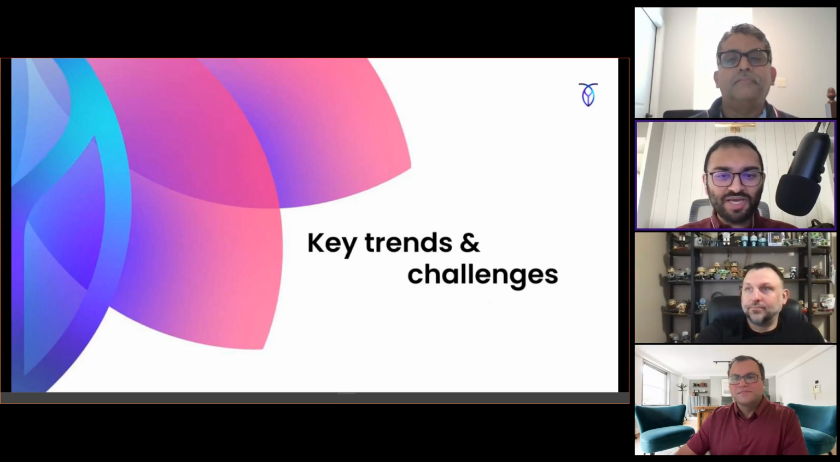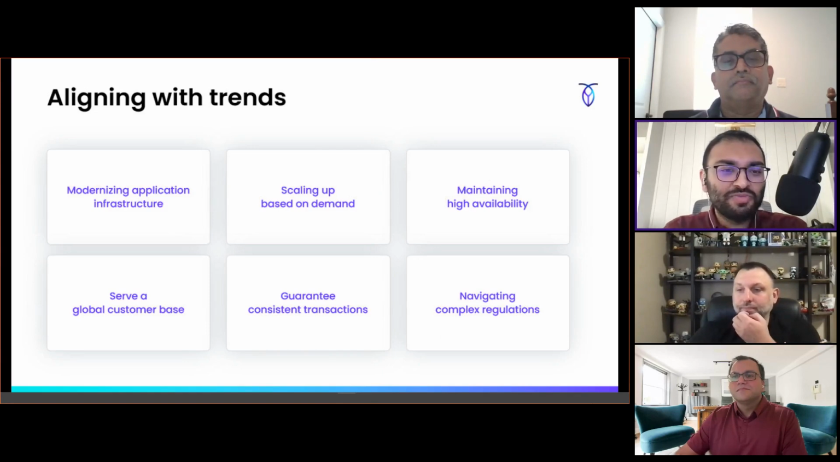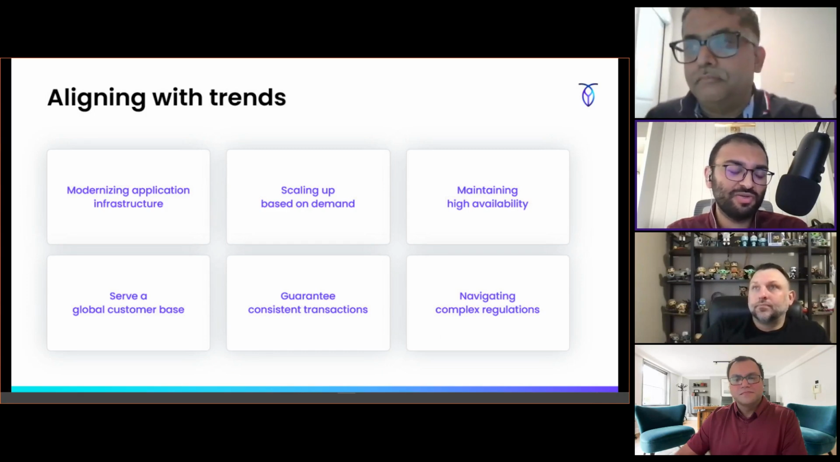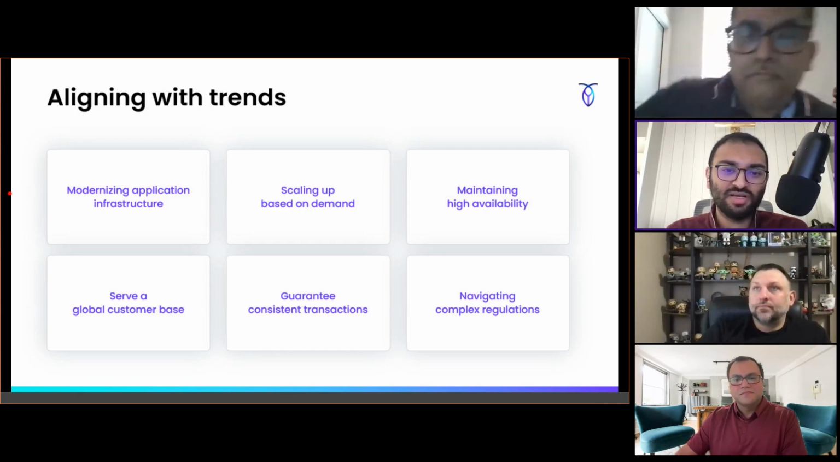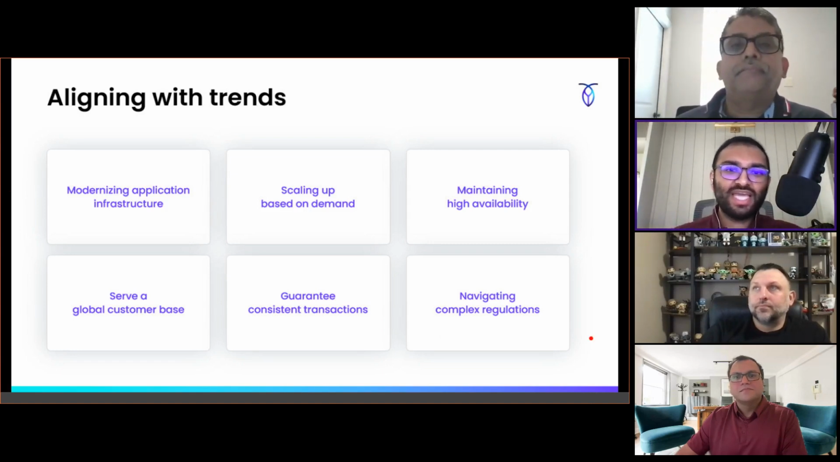Having said that, we're going to cover some of the key trends and challenges that companies are facing today, and looking to resolve by moving to a cloud native approach. Some of the trends that you see with companies today is they want to, first of all, modernize their application infrastructure. They're moving off of on-prem systems to the cloud to really take advantage of dynamic scaling based on demand, right?